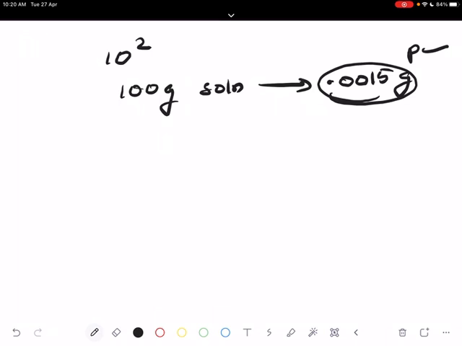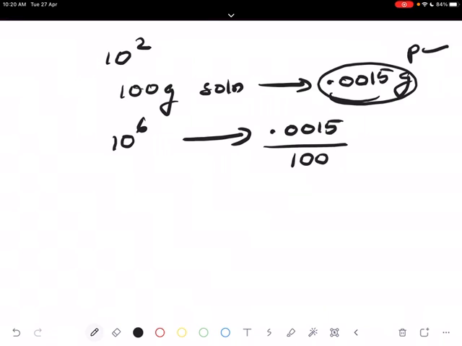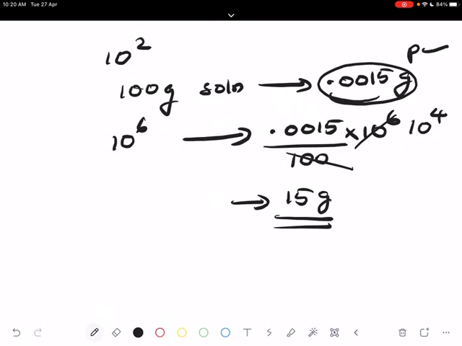But if I say the same value in 10 to the power 6, how much pollutant is present? 0.0015 upon 100 into 10 to the power 6. So this is 10 to the power 4, and 10 to the power 4 means 15 gram. When we hear this term, 15 gram, then we are serious about the pollutant.